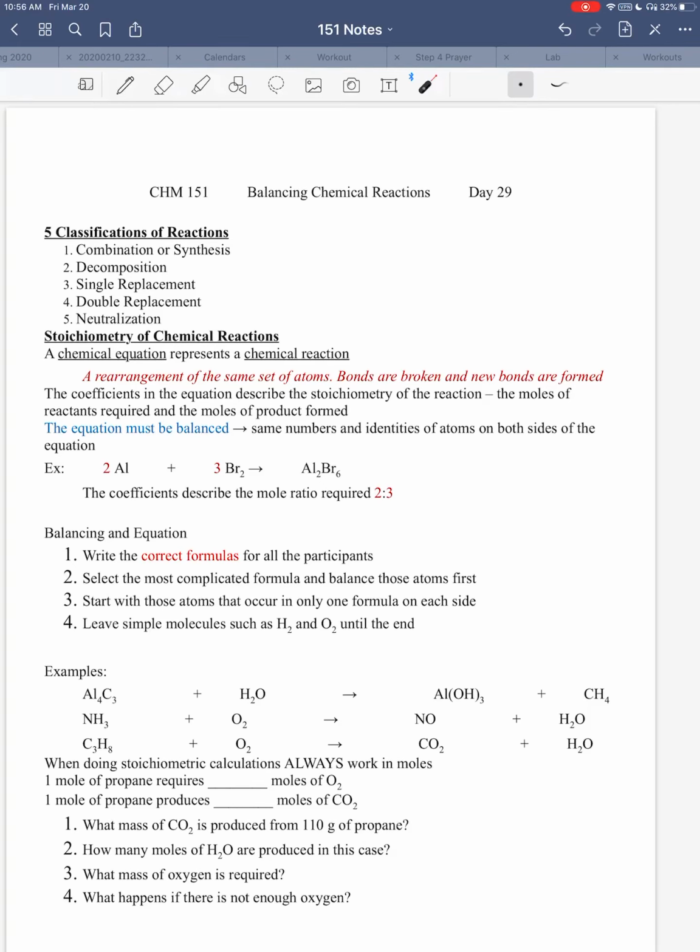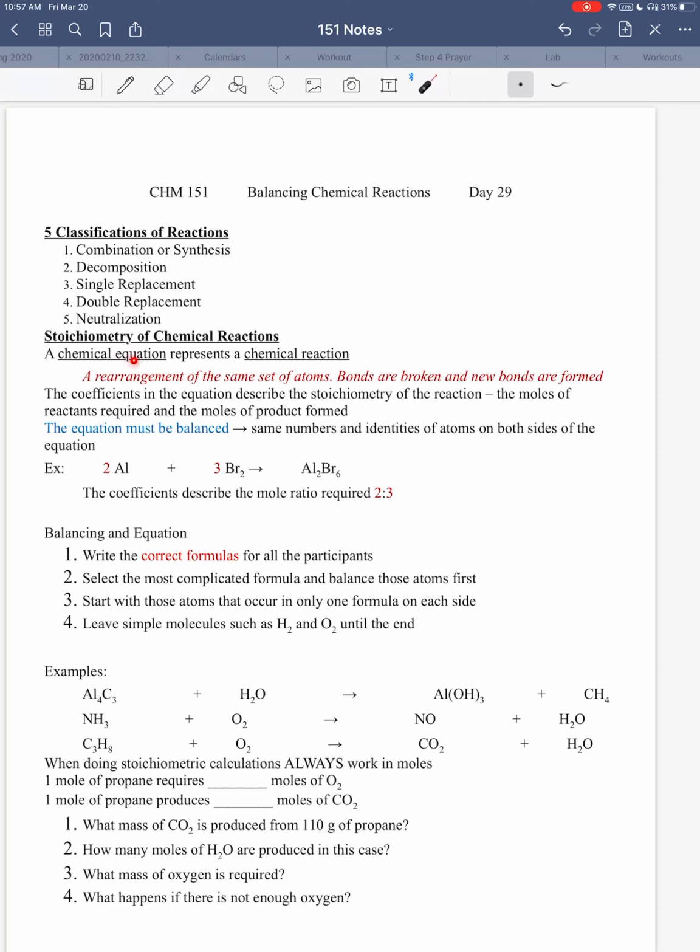All right, back to day 29, our balancing. Let's talk about balancing chemical reactions. So you have your 5 classes: your combination or synthesis, your decomposition, single replacement, double replacement, neutralization. So now let's talk about the stoichiometry, right?